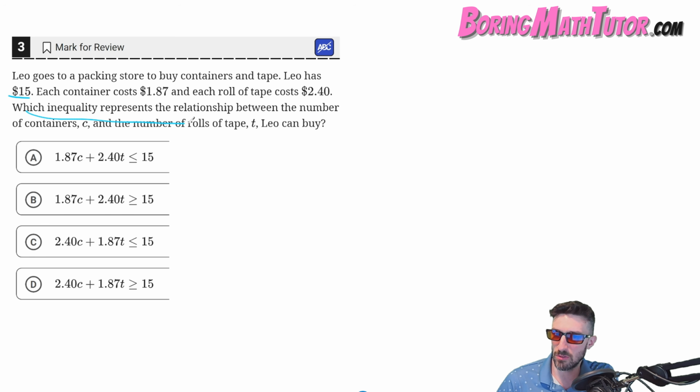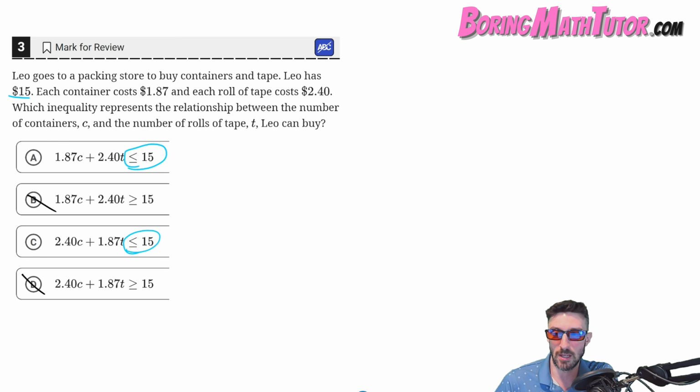So when they ask you which could represent the number of containers and rolls that we can buy, we definitely have to be less than or equal to 15. Because if we only got 15 bucks, well, we can't let the total amount of money that we're going to pay for it be more than 15. So these ones are gone.